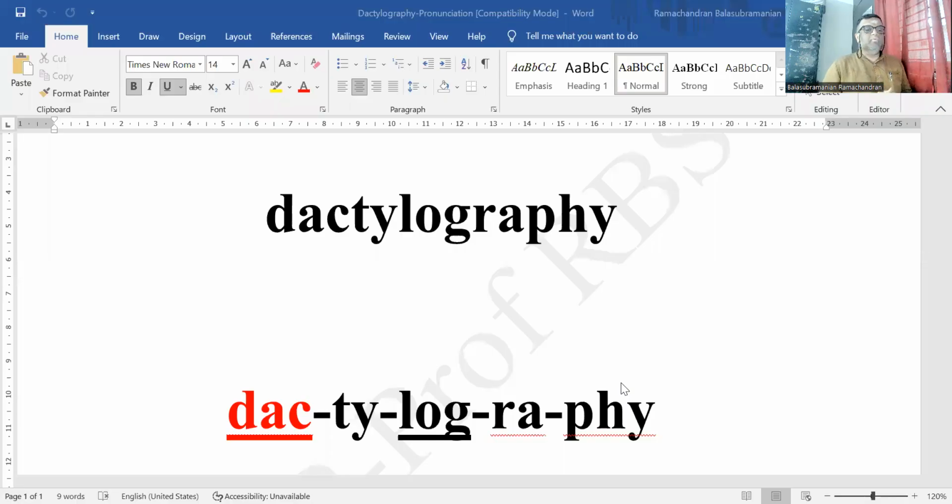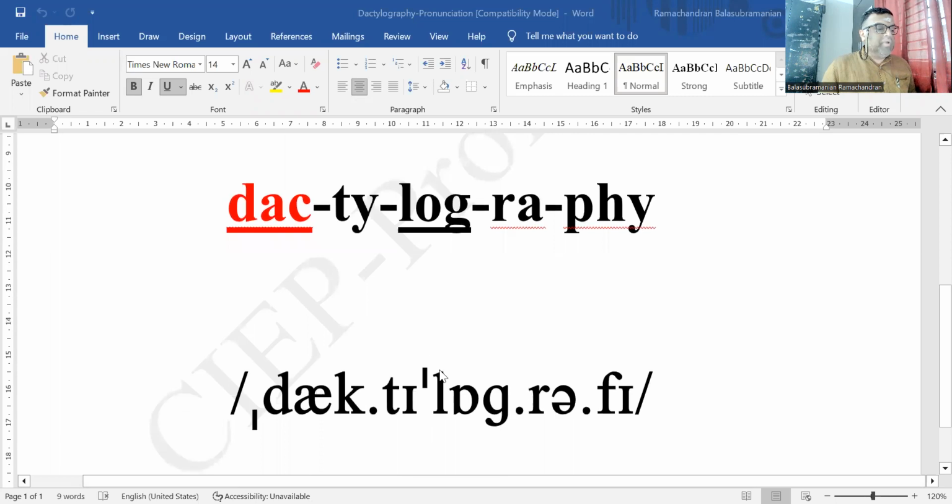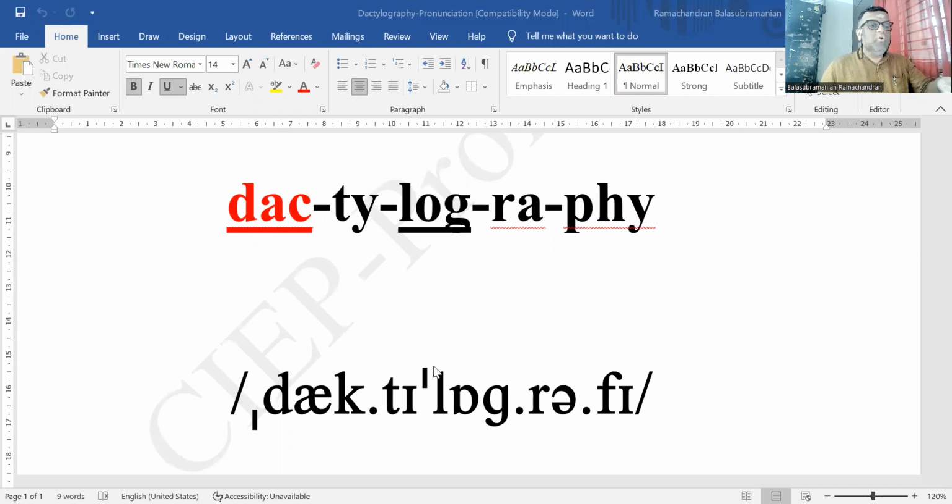So let me share screen again, so that you are able to take a good look at the word. So it's dactylography. Now I said that we are going to look at the transcription also. So this is the transcription of it. The primary stress, please follow the cursor, is marked by a diacritic, this particular symbol, which indicates that log has the primary stress. And please follow the cursor again. There we have this symbol below the first syllable, which indicates that dac takes the secondary stress.